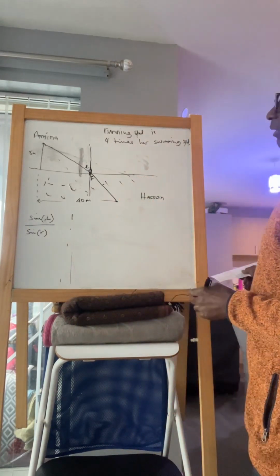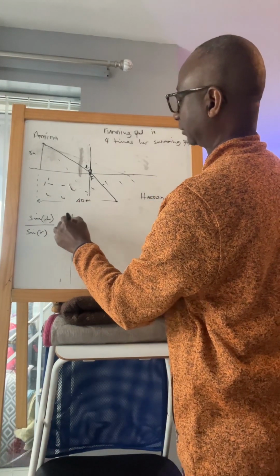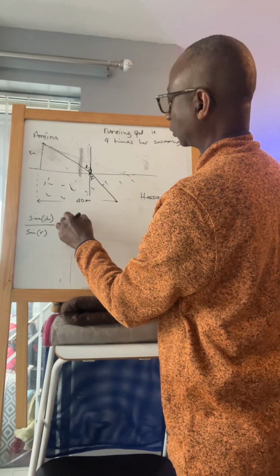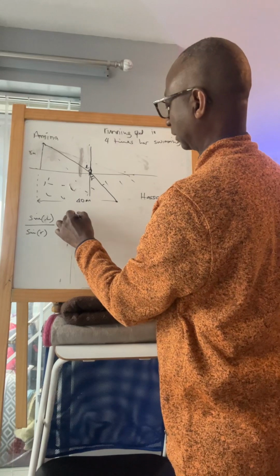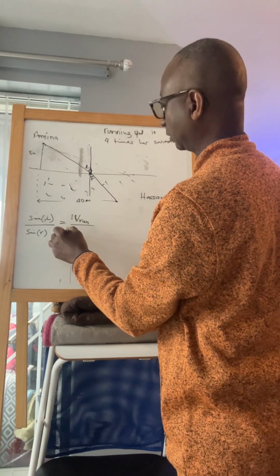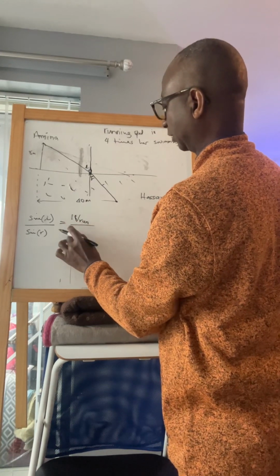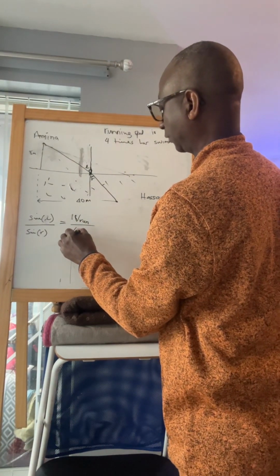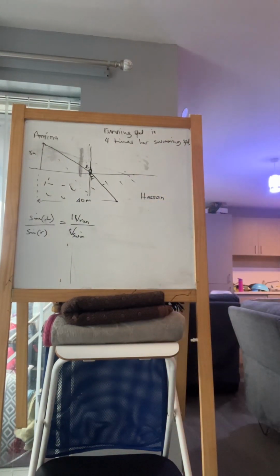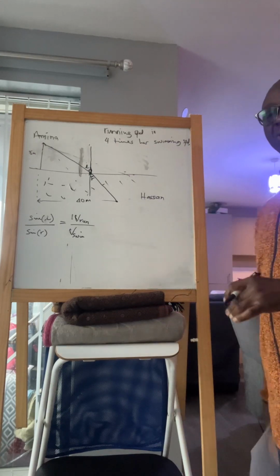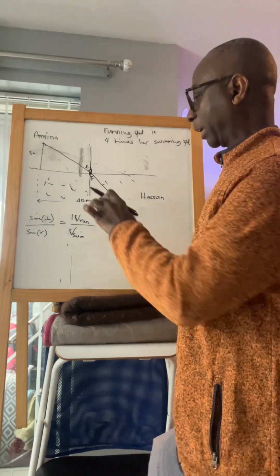Let's say I is the running speed, the angle of the running speed. So it's V of run all over V of swim. This is the ratio. This is Snell's law. It's already been proven in physics. They have proven it is a law already. We are just using it here.